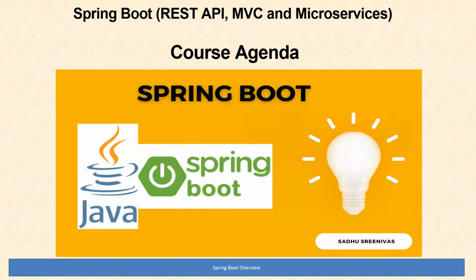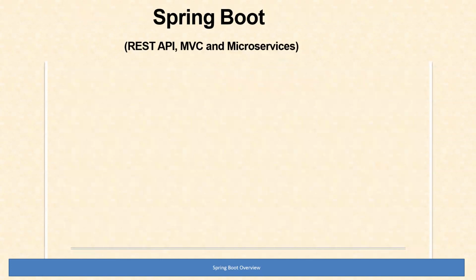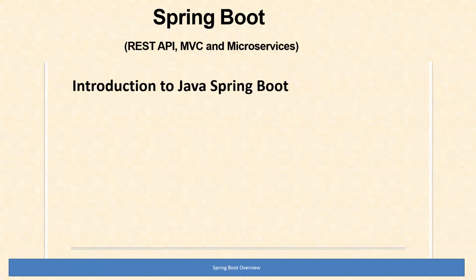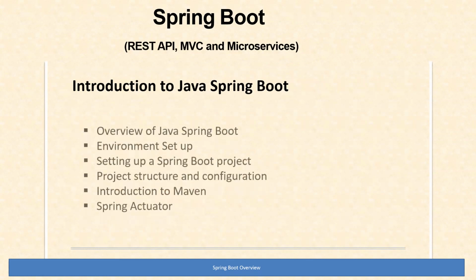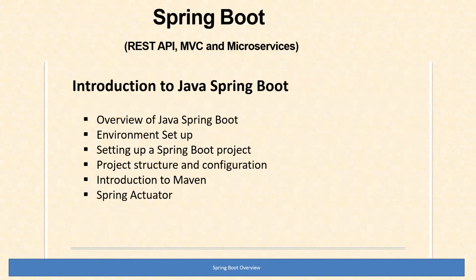For this Spring Boot course with REST API, MVC and microservices, I have actually made the divisions like this. So firstly, introduction to Spring Boot. And as part of Spring Boot, we are going to learn the overview of Spring Boot. What is Spring Boot? What is Spring? And how Spring Boot helps to develop applications fast, and how we can minimize the configurations. Those all details we are going to discuss as part of the overview.